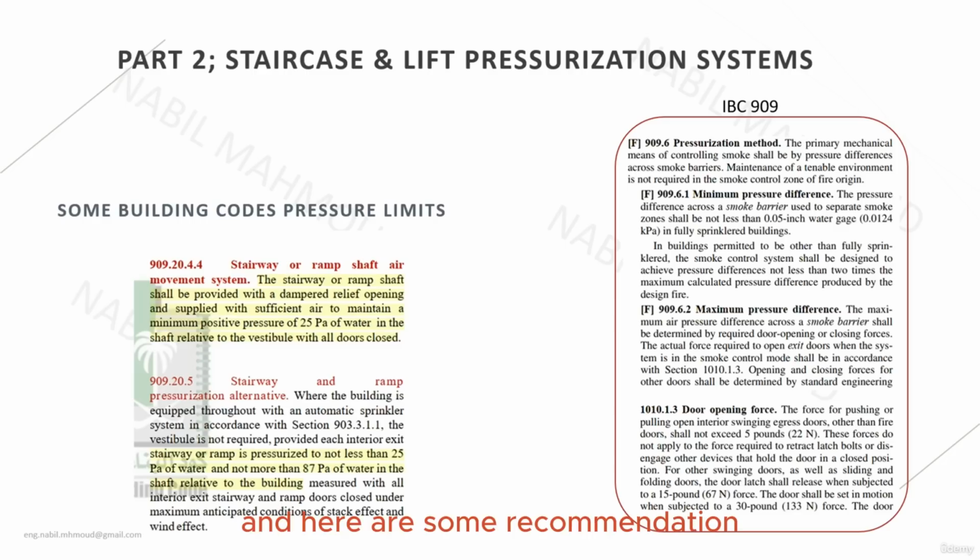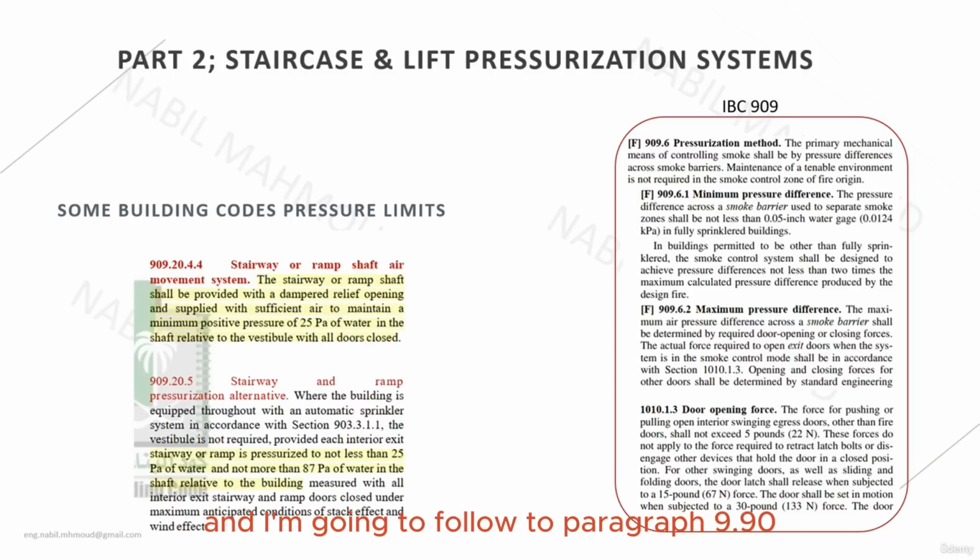And here are some recommendations from other building codes. If we refer to the paragraph on the right side of the screen, this is quoted from the IBC, or the International Building Code, Chapter 9, Section 909. I'm reading the paragraph now. Pressurization method. The primary mechanical means of controlling smoke shall be by pressure difference across smoke barrier. Maintaining of a tenable environment is not required in the smoke control zone of a fire origin.